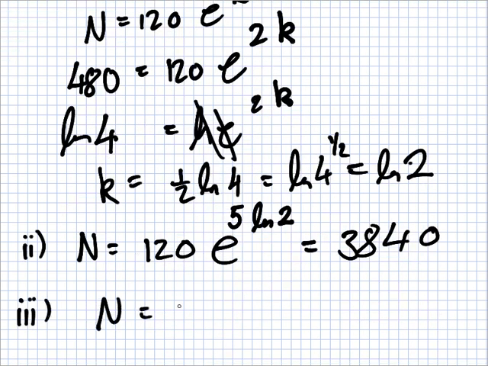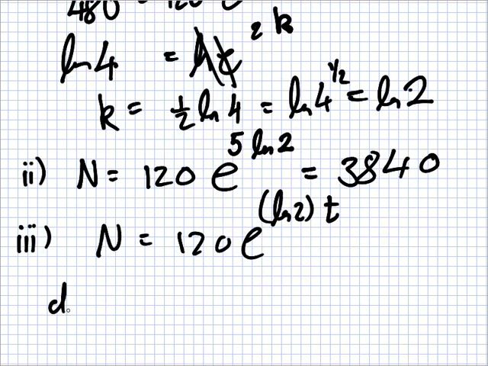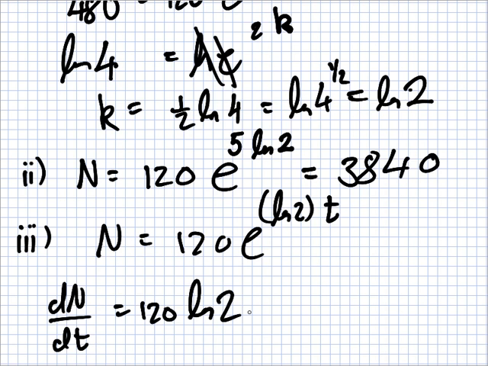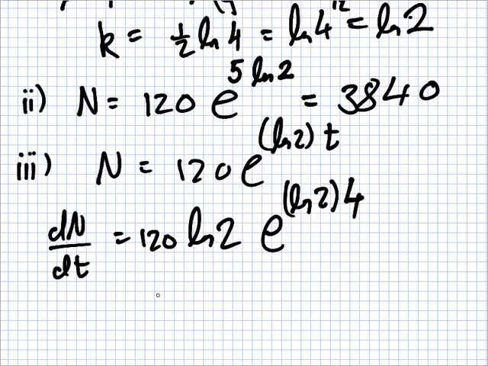And then part 3, N equals 120 e^(log 2 times T), and they want the derivative here. So you remember our rules for e^(nx), you just bring the n down. So that is 120 log 2 times e^(log 2 times T), and this time the T is 4. So that's 2, 4, 8, 16.